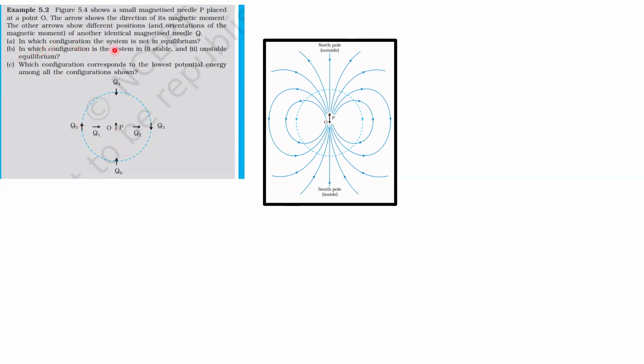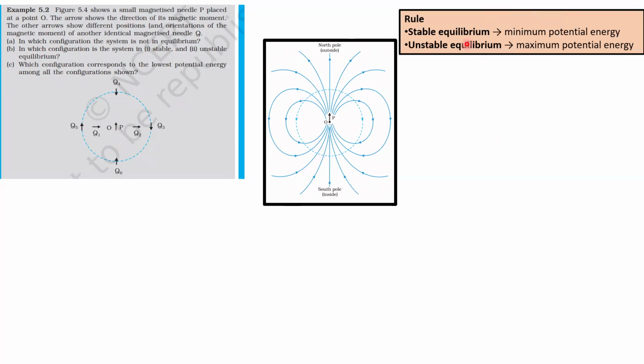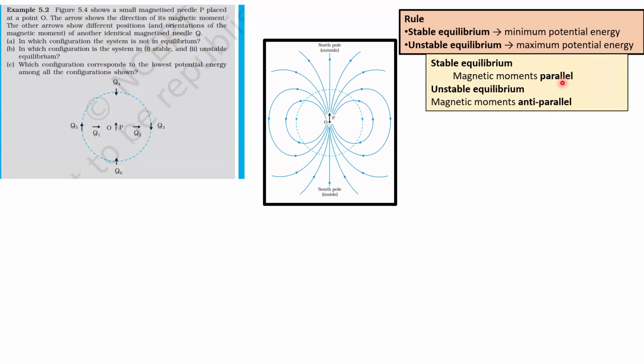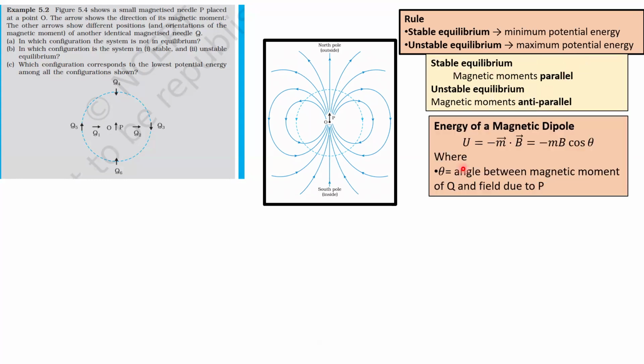In which configuration is the system not in equilibrium? What do you mean by equilibrium? Stable equilibrium has minimum potential energy. Unstable equilibrium means maximum potential energy. What's the formula for potential energy? The formula for potential energy is minus m dot B. What is m? Magnetic dipole moment. B is the magnetic field. Theta is the angle between them. So the potential energy formula is minus mB cos theta.